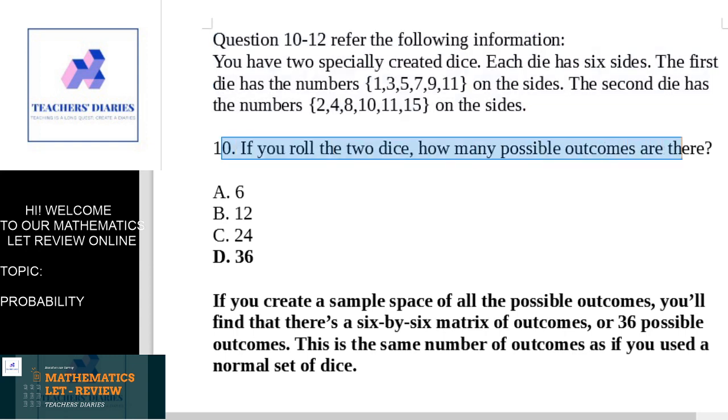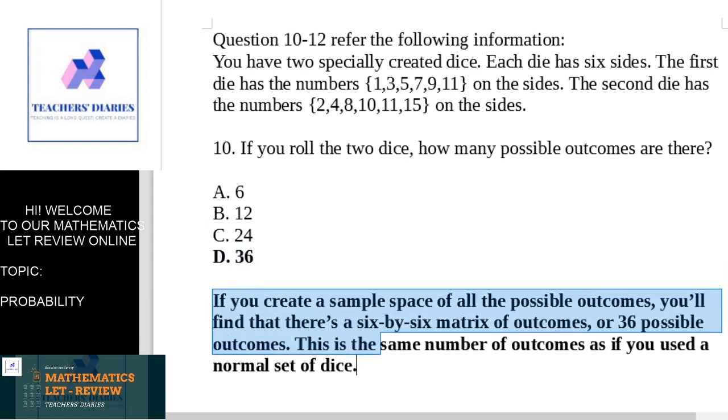So this is the question in number 10. If you roll the 2 dice, how many possible outcomes are there? The answer is letter D, 36, because if we try to create a sample space of the possible outcomes, you will find that there is a 6 by 6 matrix of outcomes, or 36 possible outcomes. This is the same number of outcomes as if you used a normal set of dice.